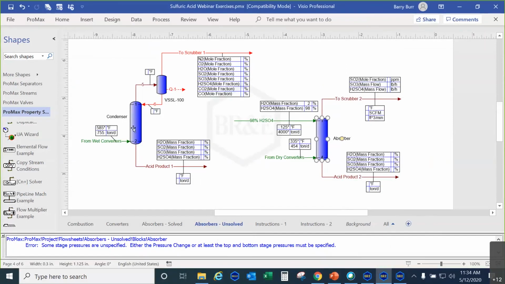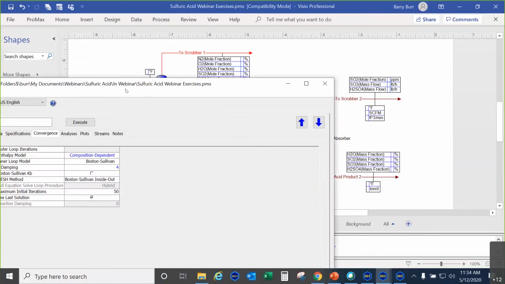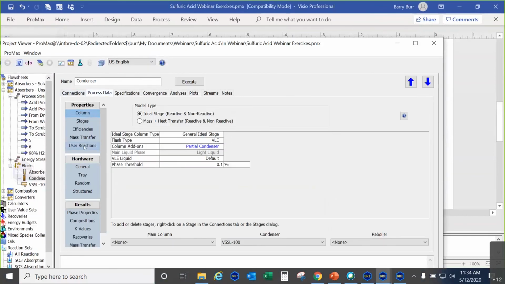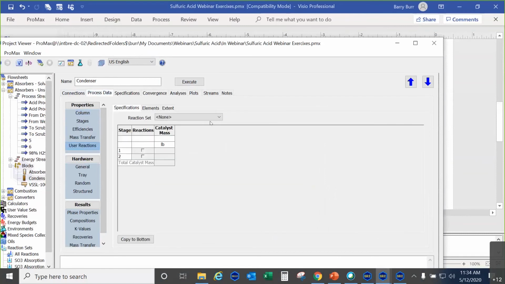In both of these columns, in the process data tab, we want to go to user reactions and choose our SO3 absorption reaction. And we have to check the stages that we want these to happen on. So we check both stages.